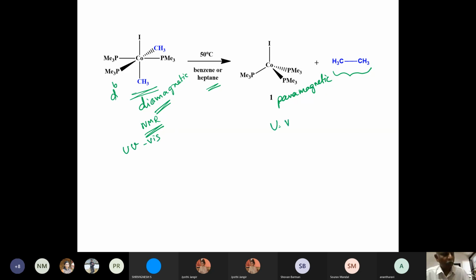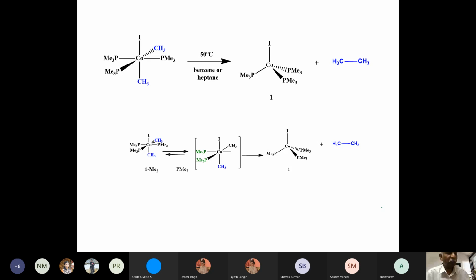Both of these compounds had very different UV visible spectra. And because this is paramagnetic, they could follow the disappearance of the starting material by NMR. You can think of various ways by which this reaction can happen.